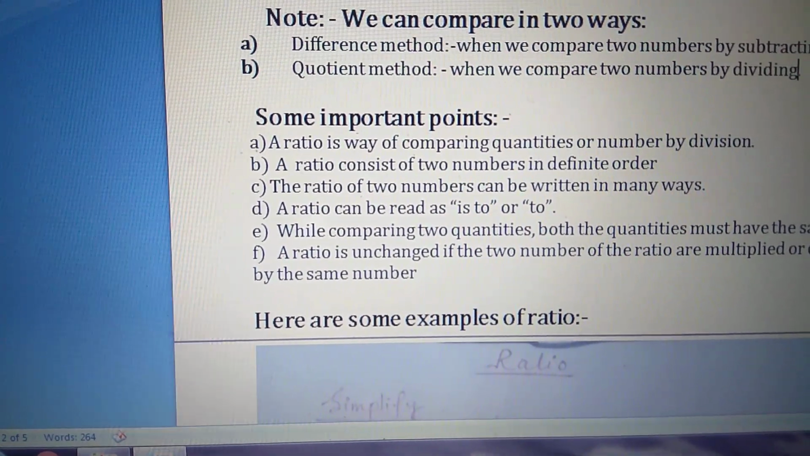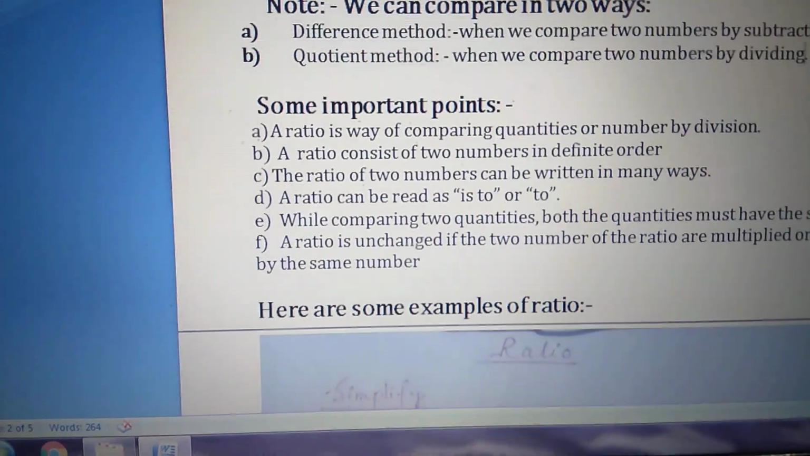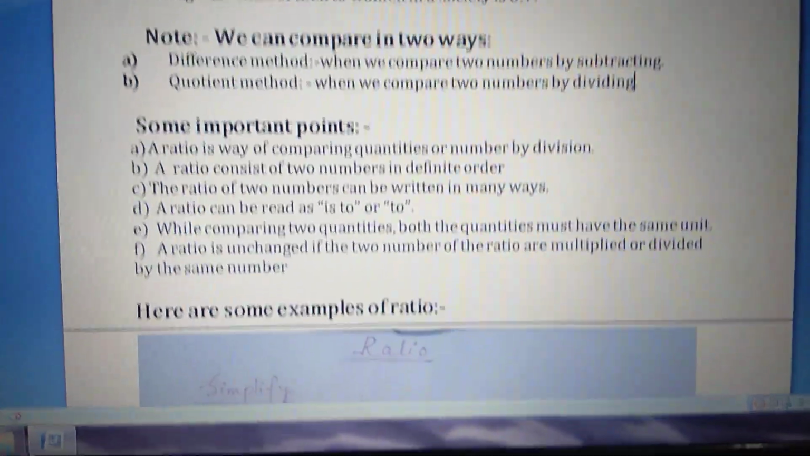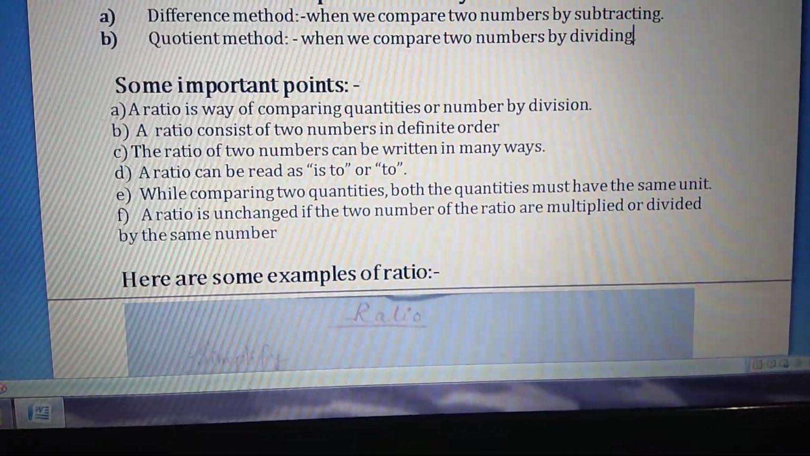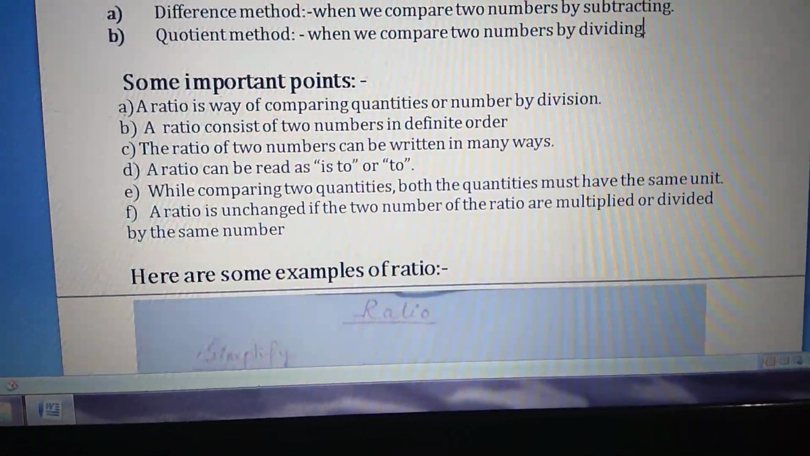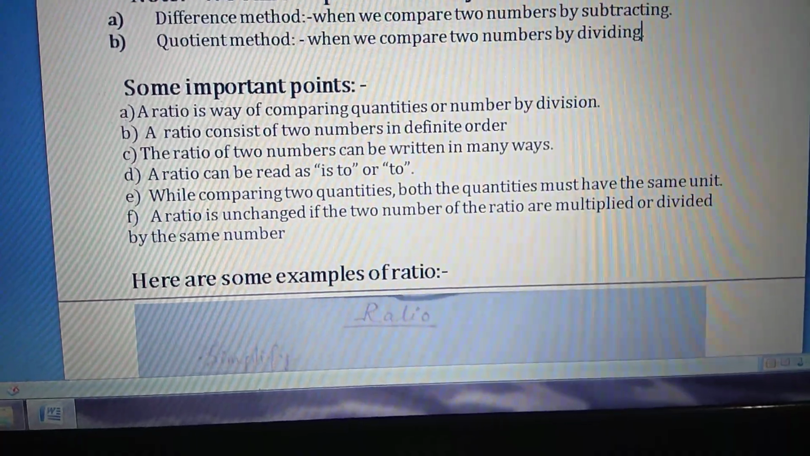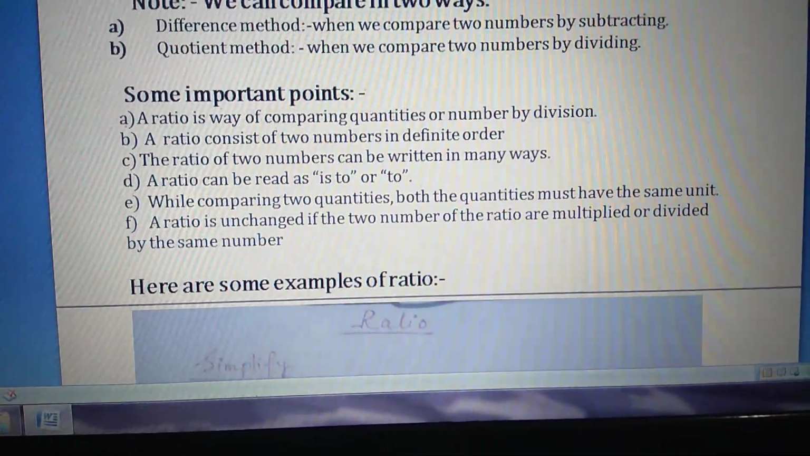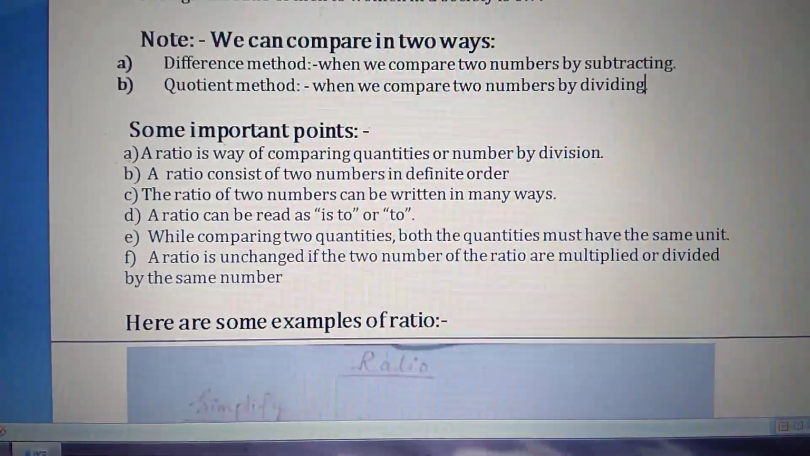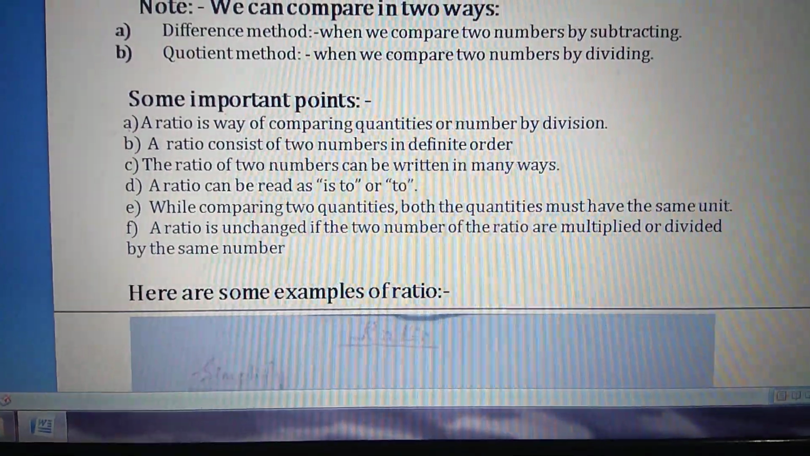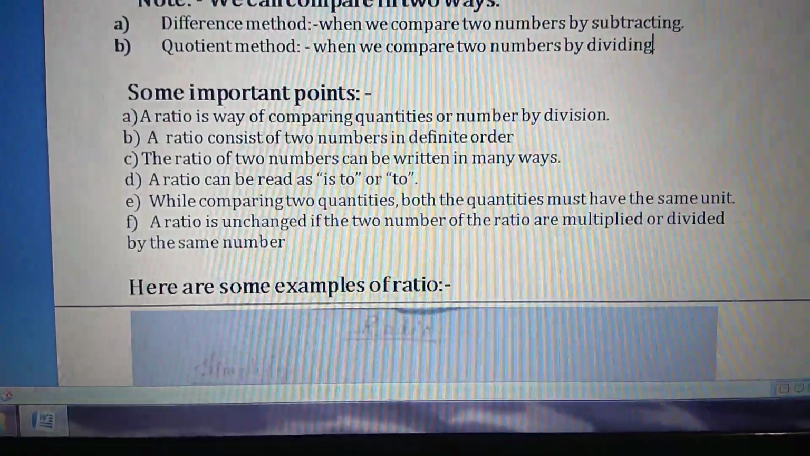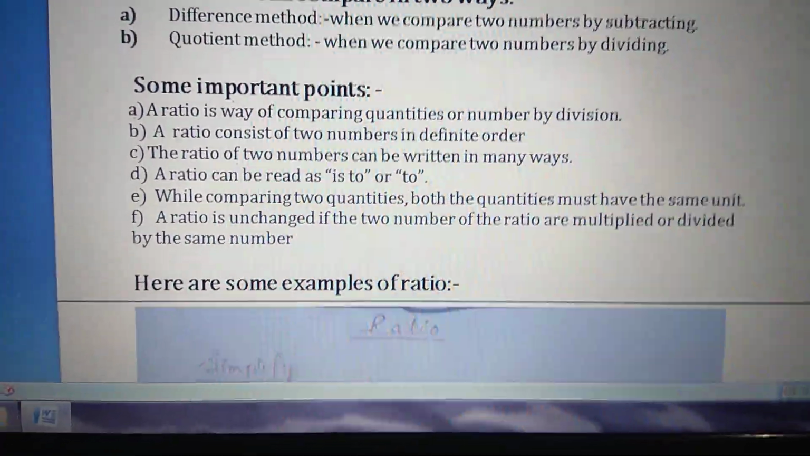The ratio of 2 numbers can be written in many ways. We can write in many ways. How we can write, it will come when we solve maths. Now, a ratio can be read as 'is to'. While comparing 2 quantities, both quantities must have the same unit. Comparison is done only between numbers of the same units. We can't compare rupees with time or with distance like this.